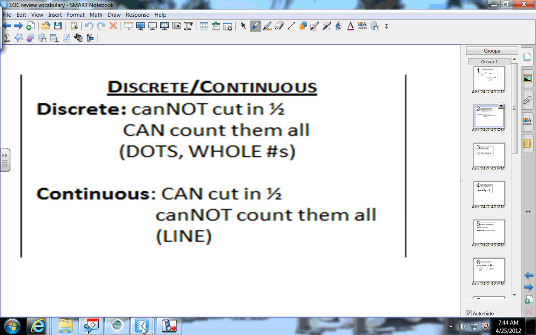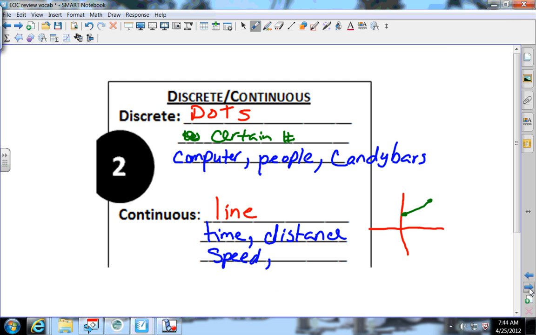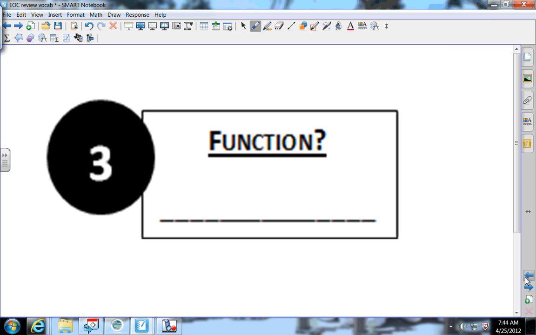All right, the next thing that we are going to look at: what does it mean if something's a function? It works? Well, not just that it works. How do you know if something's a function?